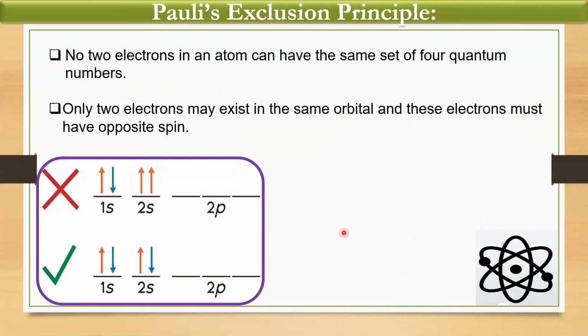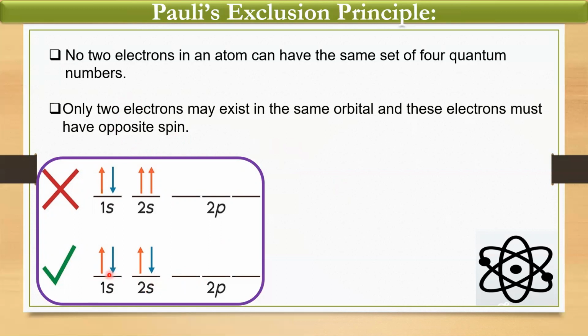Next, we have Pauli's exclusion principle. Pauli's exclusion principle says no two electrons in an atom can have the same set of four quantum numbers. Only two electrons may exist in the same atomic orbital, and these electrons must have the opposite spin. So here you can see we have taken an example of an element having atomic number 4. That means 1s2 and 2s2.